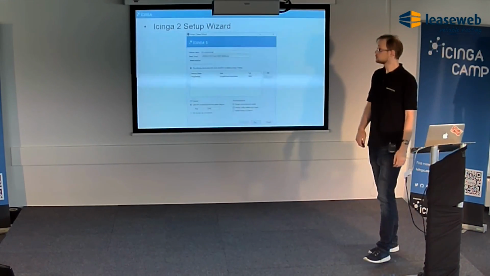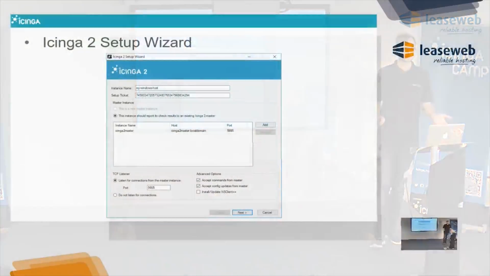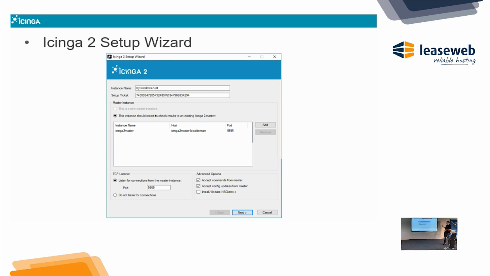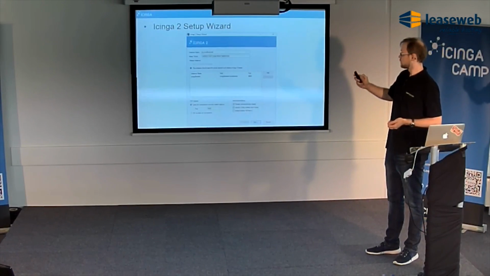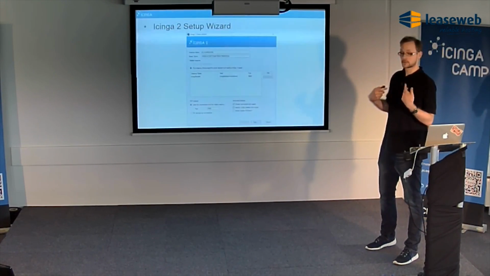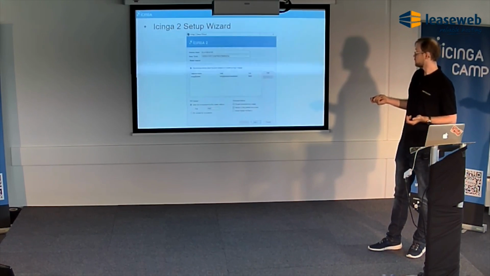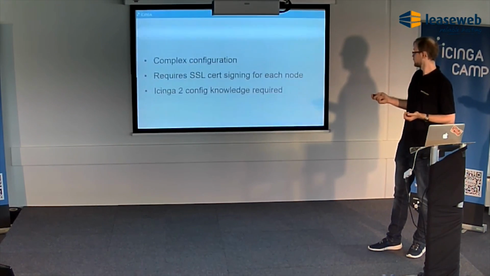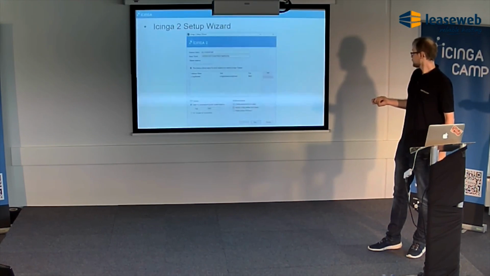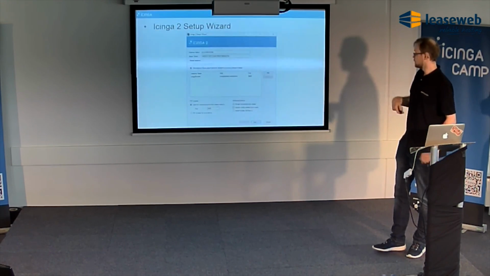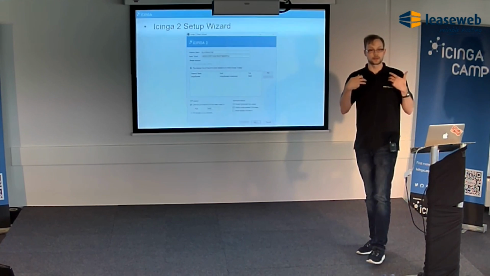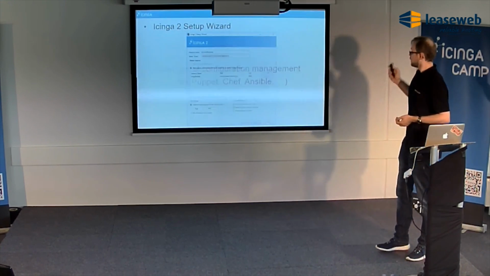What kind of solutions do we have? The best solution is to install the agent by hand, downloading the MSI packages, running the setup wizard. The setup wizard allows you to add the host name, for example, from the current Windows node you're running. You can add the ticket you receive from the master. You can define the master instance. And if it should accept the connection, describe the port, sorry. You can set that you accept commands from the master and the configuration from the master.